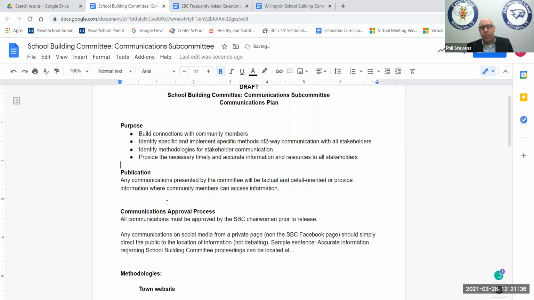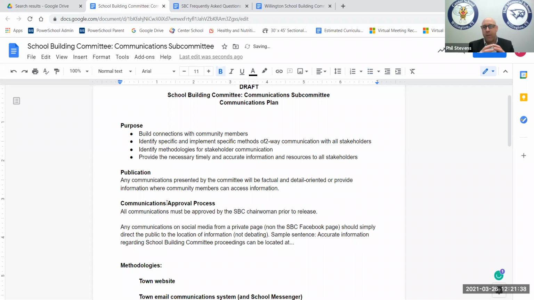And it might not even be their support. It's just that they understand and have the background information to know why the committee is recommending what they're recommending. It doesn't mean that they have to support it. It's just that they know the information. Like, why is the committee recommending this? Okay, thank you.